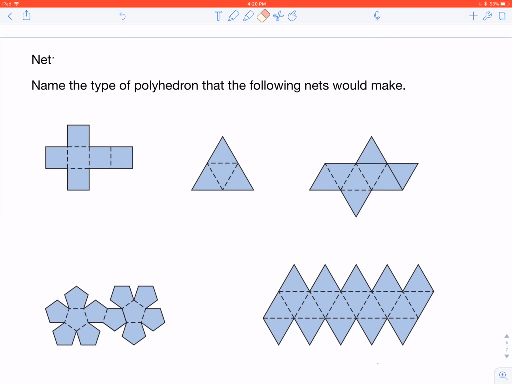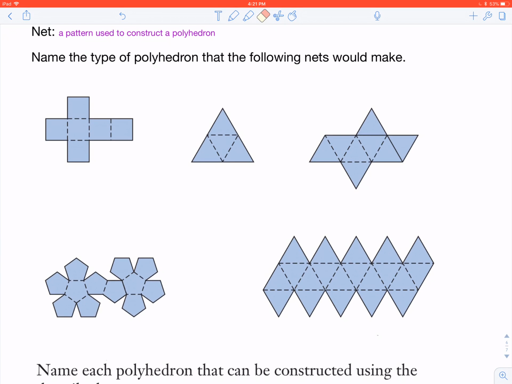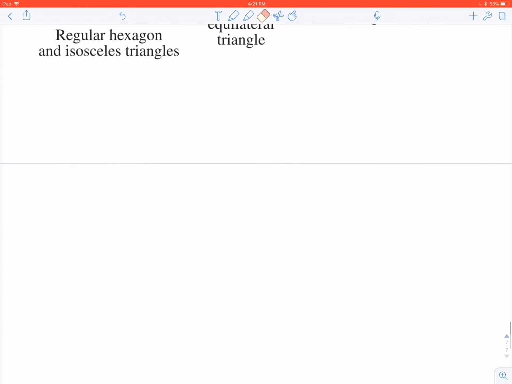And then the last definition that we have for this section is going to be net. This is simply a pattern that we're going to use to construct a polyhedron. And you'll see a couple of examples of nets below, and we will talk more about nets during class. But this is just simply something that you could cut out of paper, and on the dashed lines you would fold, on the solid lines you would cut, and it would form a polyhedron once it is folded into a 3-dimensional figure. And I believe that's all there is as far as terminology for section 11.4.